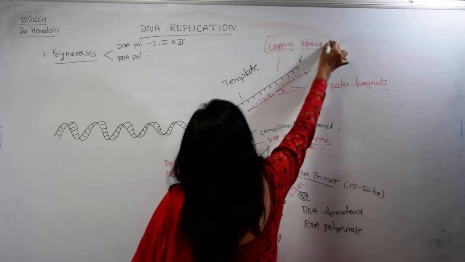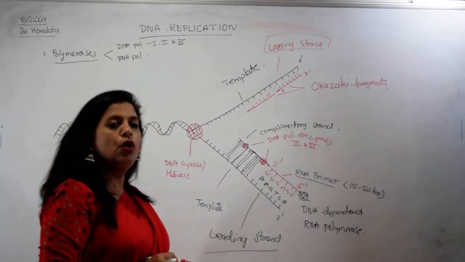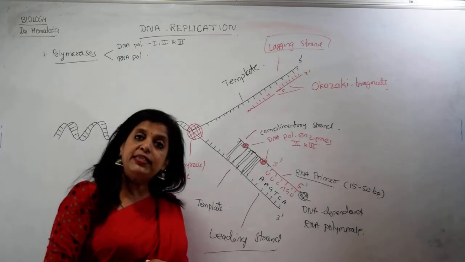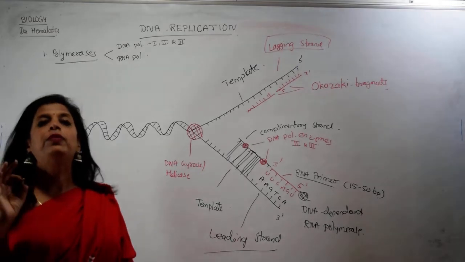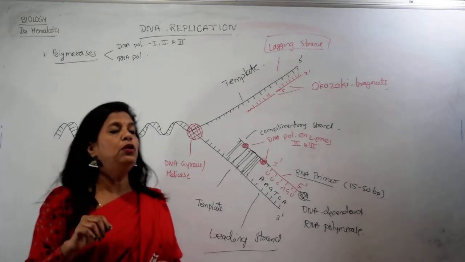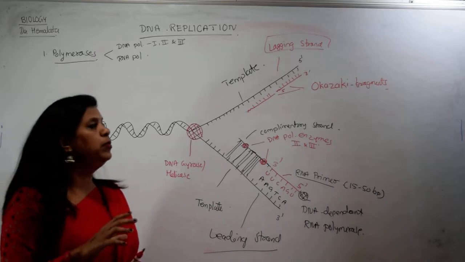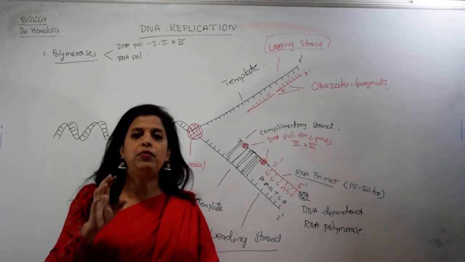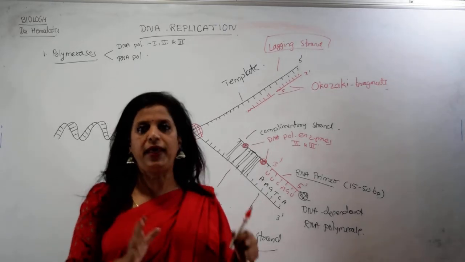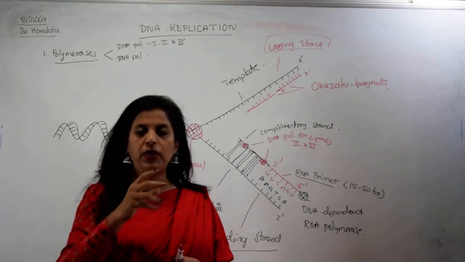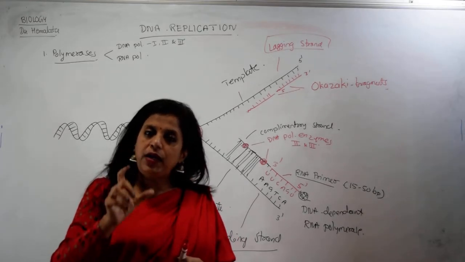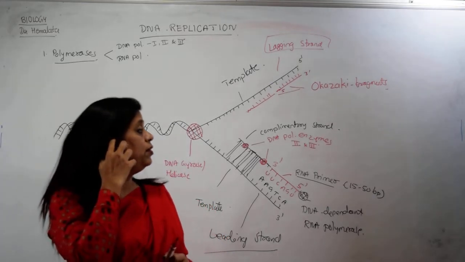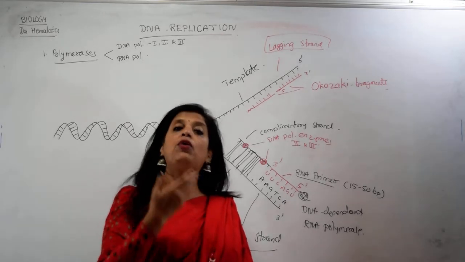So, what is lagging strand? The strand which is slowly replicating compared to the other strand is called lagging strand. Why is it lagging strand? Because the process of replication on the template that runs in 5 prime to 3 prime direction will be different, because RNA primer cannot initiate the replication over there. That's the first point. Second point, if it has to initiate, then it will have to elongate in only 5 prime to 3 prime direction, which cannot happen here.